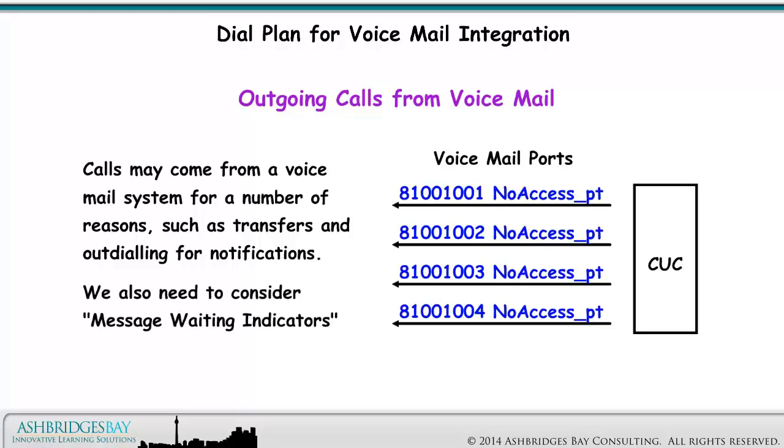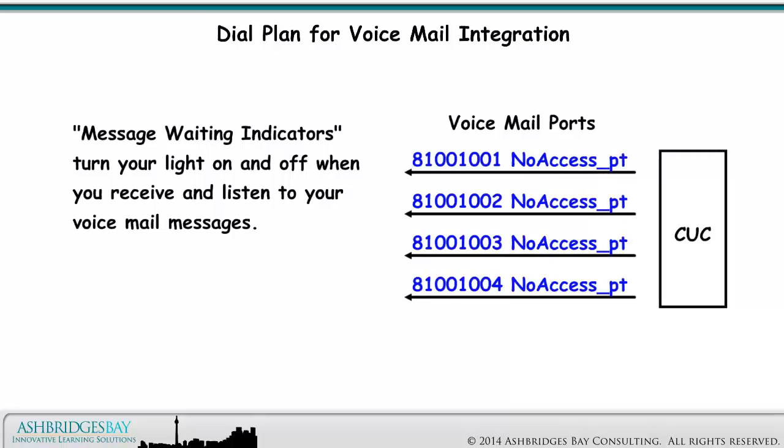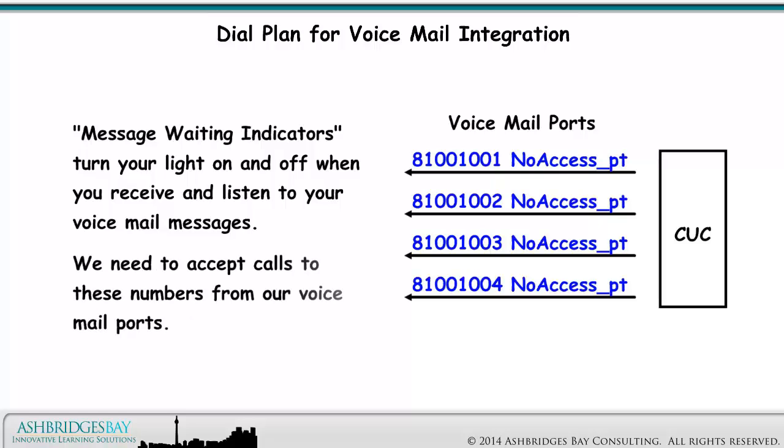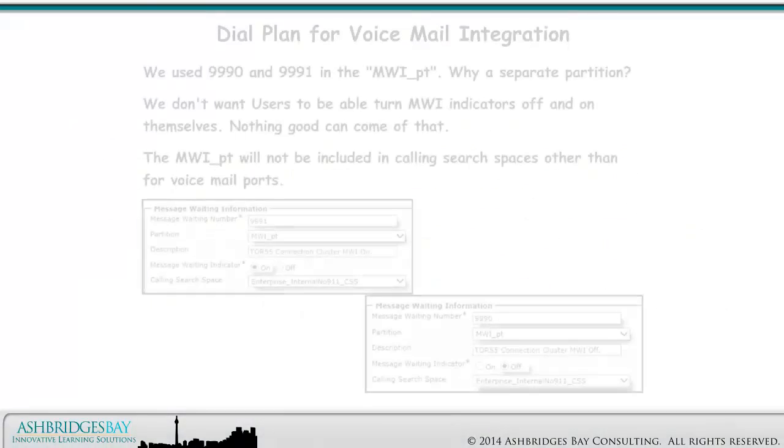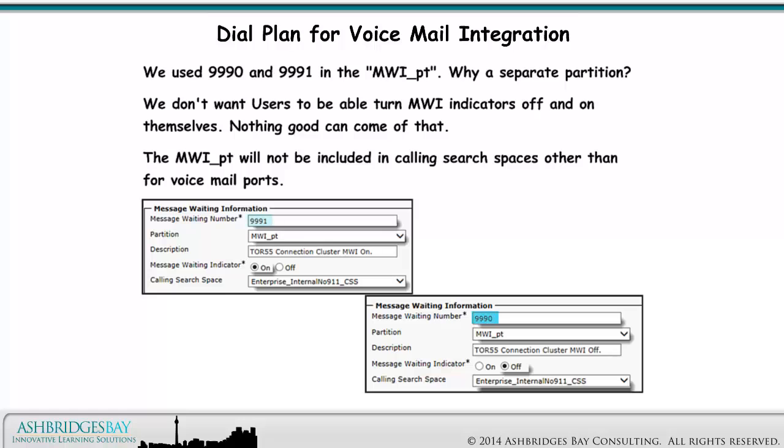We also need to consider message waiting indicators. Message waiting indicators turn your light on and off when you receive and listen to your voicemail messages. We need to accept calls to these numbers from our voicemail ports. We use 9990 and 9991 in the MWI partition. Why a separate partition? We don't want users to be able to turn MWI indicators off and on themselves. Nothing good can come of that. The MWI partition will not be included in calling search spaces other than for voicemail ports.